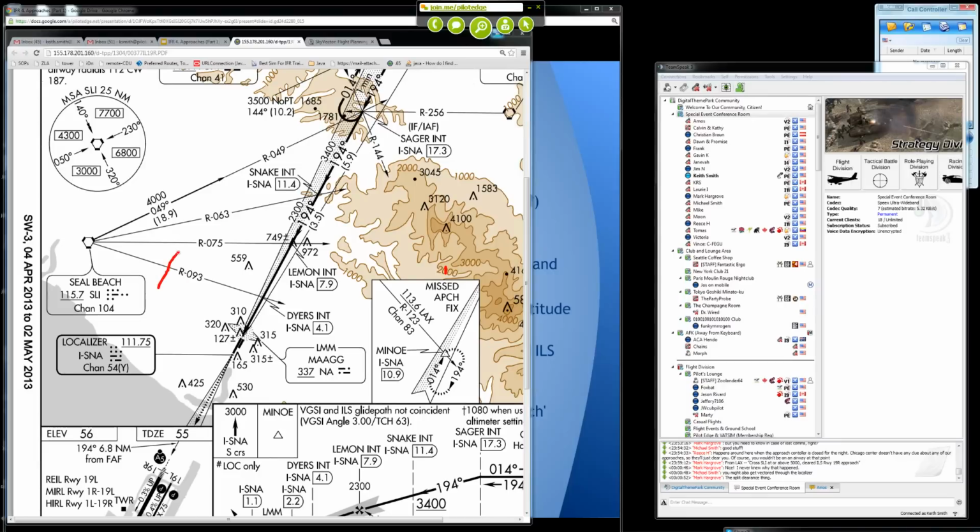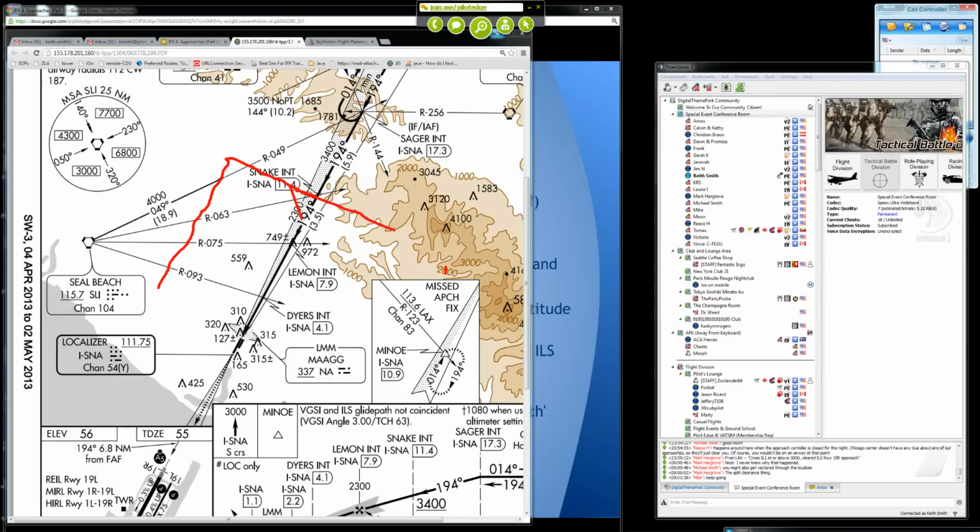Here we are on a beloved vector to final. "Cessna 3 Alpha Bravo, fly heading 010," so we're doing that. "Cessna 3 Alpha Bravo, turn right heading 110." Okay, we're doing that. And then the controller's talking, and the controller's talking, and the controller's talking. What do you do? The two choices are, do you turn onto the localizer, or do you keep flying the heading?